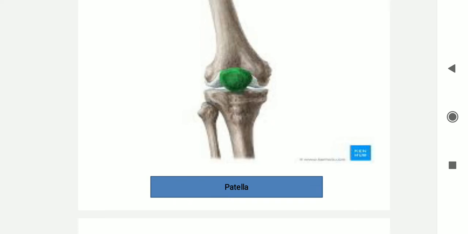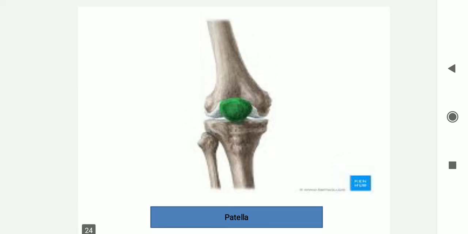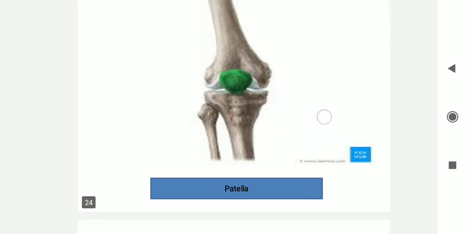Now we will discuss its function. As we know, this is the diagram of the knee joint. Lower end of the femur, upper end of the tibia and fibula, and in green color, that is the patella. So it resists the pressure.